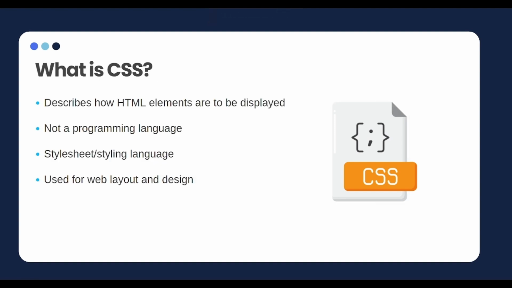So once you have your structure set up with HTML, it's time to style it with CSS, which stands for Cascading Style Sheets. CSS is what makes your website look good. It's a style sheet language used to describe the presentation of documents written in HTML. While HTML tells the browser what the content is, CSS tells it how that content should be displayed, such as layout, color, fonts, and more.